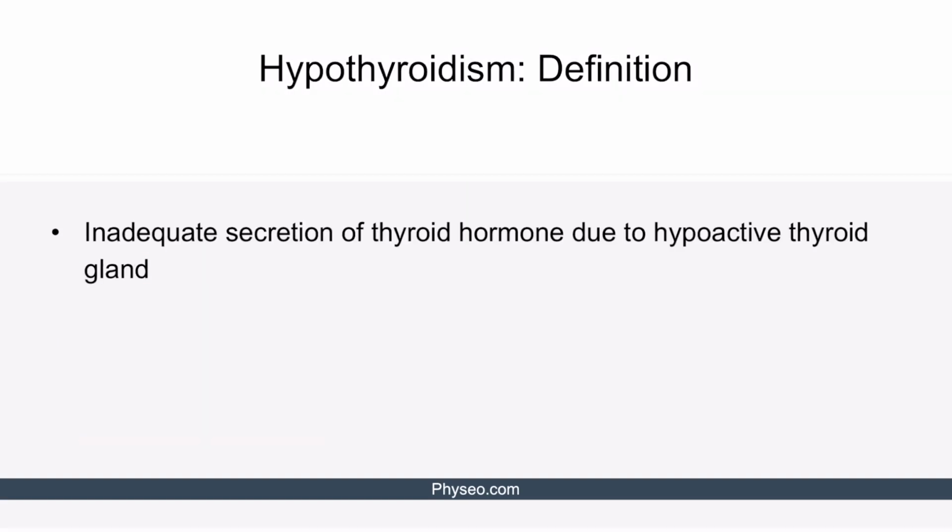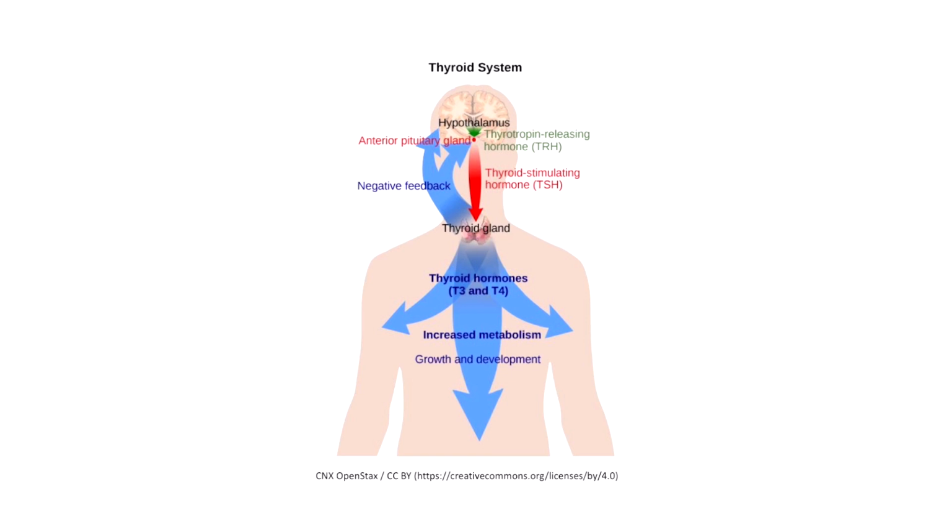Hypothyroidism is defined as the inadequate secretion of thyroid hormone due to a hypoactive thyroid gland. Let's go back to our diagram showing the interplay between hypothalamus, thyroid gland, and other tissues in order to explain the pathophysiology of hypothyroidism. In hypothyroidism, the thyroid is not able to secrete T4 and T3 due to atrophic or non-functional tissue. Subsequently, the negative feedback to the pituitary gland is suppressed and TSH secretion is increased.